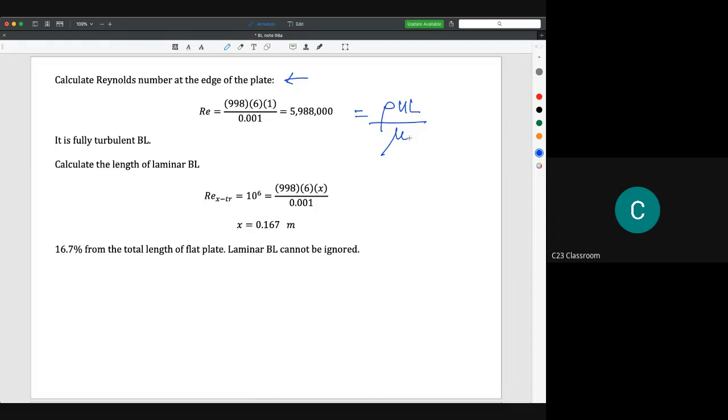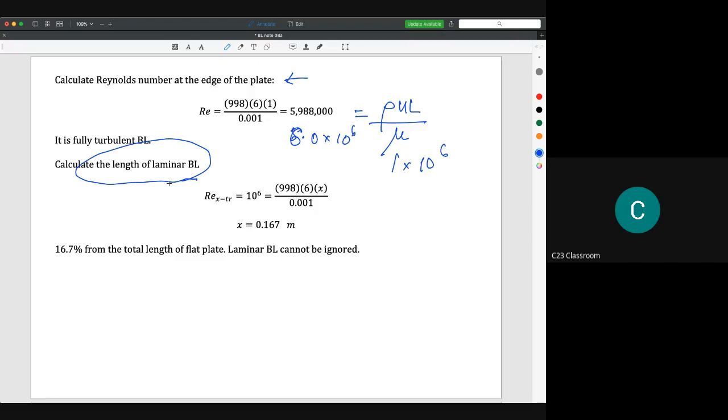And you will have a Reynolds number of 5,988,000. We assume it is fully turbulent, because it is almost equal to 6.0 times 10 to the power of 6, and 10 to the power of 6 is the transition between laminar and turbulent. And then we need to calculate the length of the laminar boundary layer, whether it is sufficient or not.